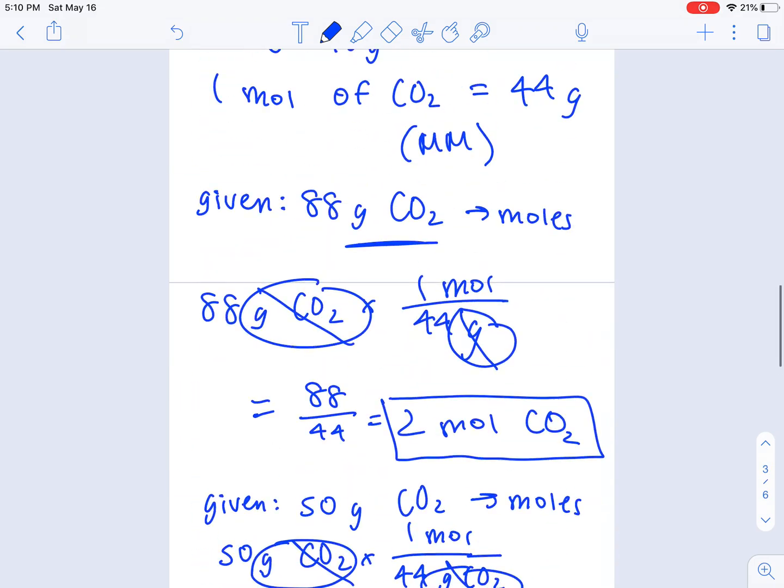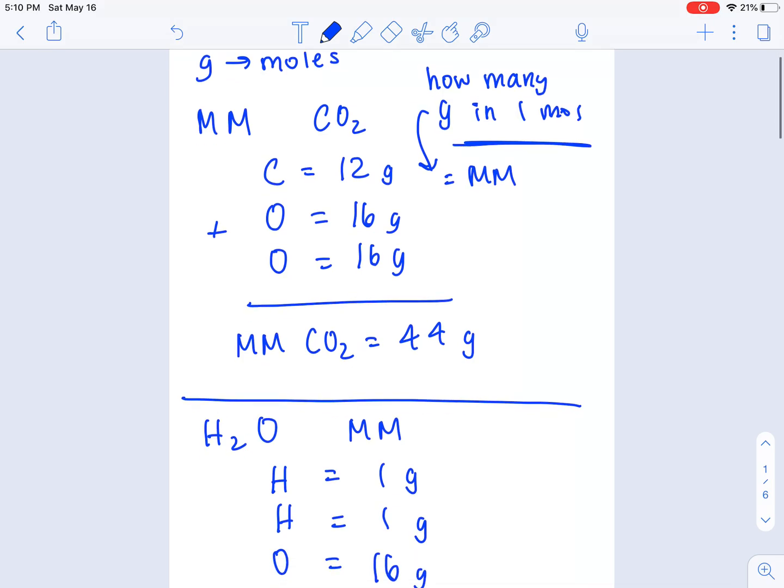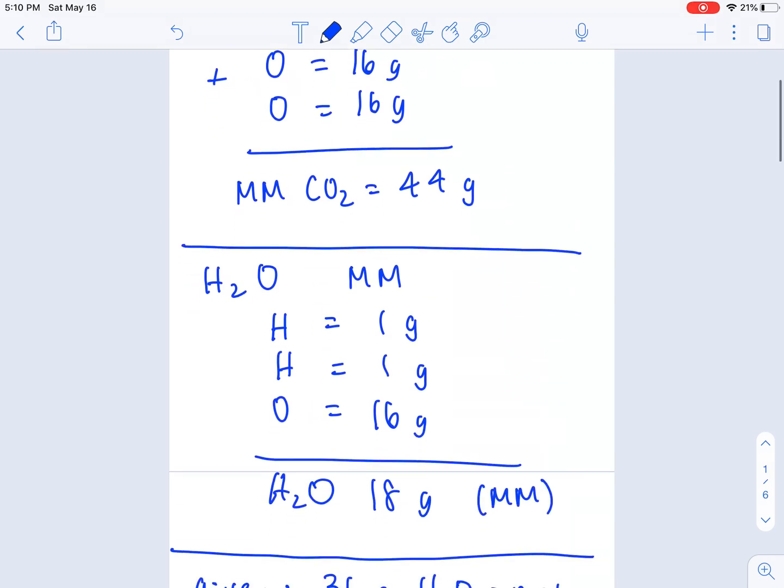Okay, quick recap. Always remember when you're going from grams to moles, or moles to grams, always find the molar mass. And you can't find the molar mass unless you have a periodic table in front of you. You got to go to each element individually and add them all together. So what we did with CO2, carbon, 12 grams, oxygen, 16 grams. But there's 2 oxygens in CO2, so there's 2 pairs of 16. So the total is 44 grams.